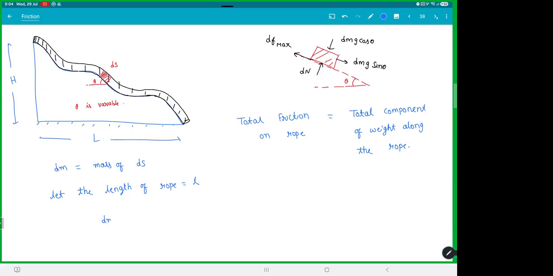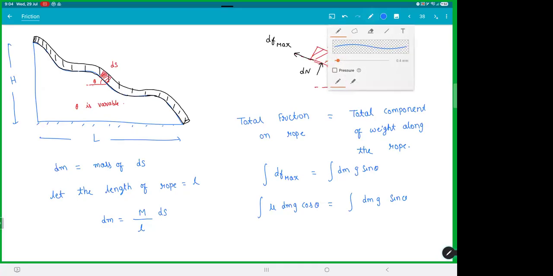So what will be dm? dm will be total mass of the rope by total length of the rope into ds. Clear with that? Total mass by total length into ds. I don't know capital M, I don't know l. See what will happen. So integral df max is equal to integral dmg sine theta. What is df max? Mu into dn, which is mu into dmg cos theta, is equal to integral dmg sine theta. You should not cancel dmg, they're inside the integral.